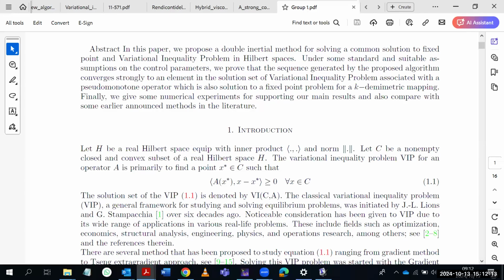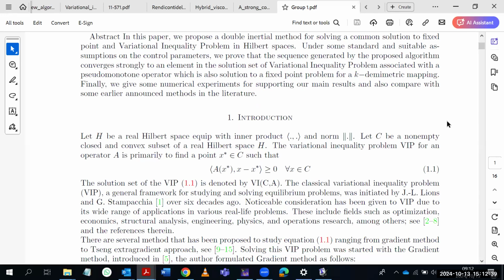Pseudomonotony, which is also solutions to a fixed point problem on the demimetric mapping. Finally, we give some numerical example for supporting our main result, and also compare with some earlier announced method in the literature. And that is our abstract.